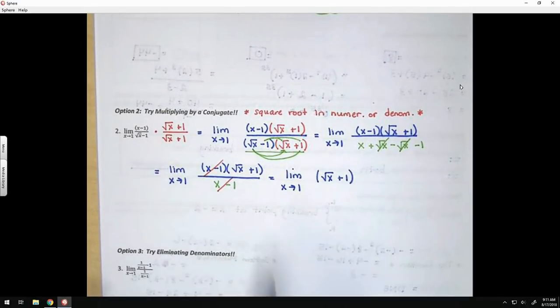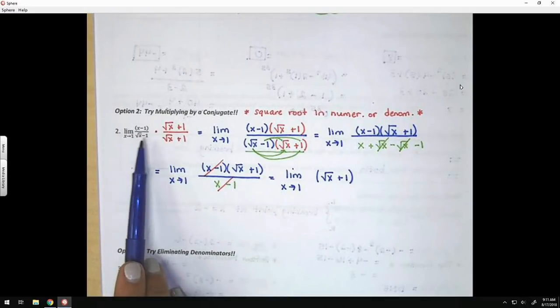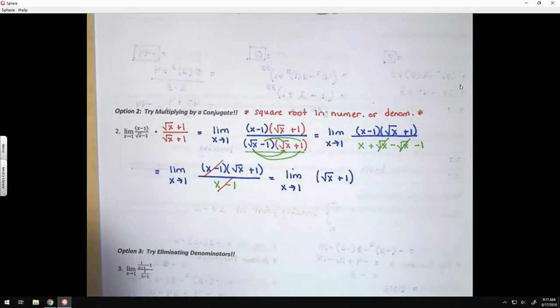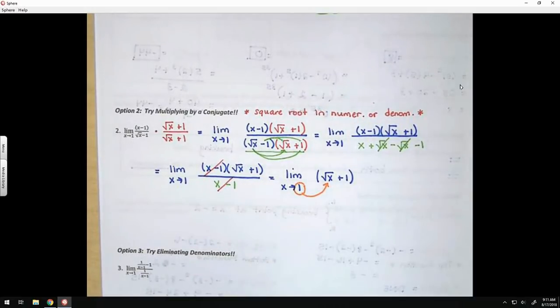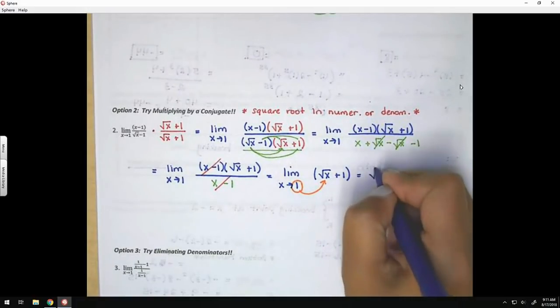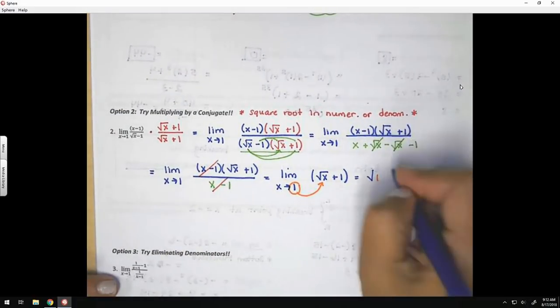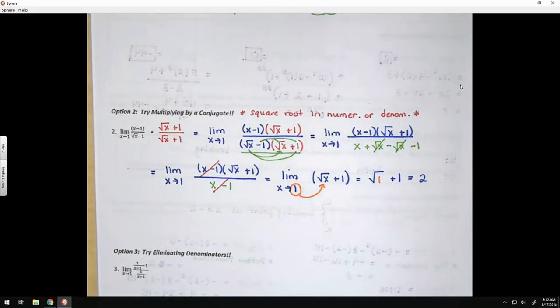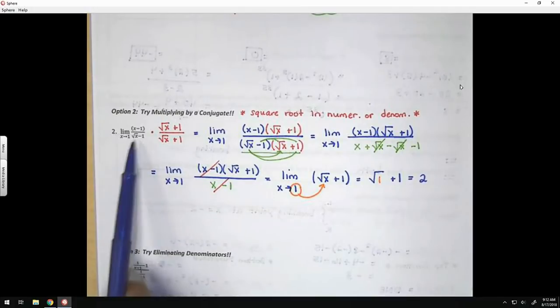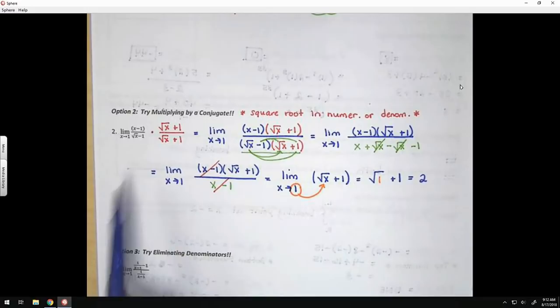Now when I originally started this problem, I tried to plug in the number 1 and it didn't work because I got a 0 in the denominator. But now when I try to plug in the number 1, it's going to work because the square root of 1 is 1, plus 1 gives me 2. So my answer here would be the square root of 1 plus 1, which would be 2. So by multiplying by the conjugate, that part that caused me trouble, that denominator, got canceled, which is what I wanted to do.